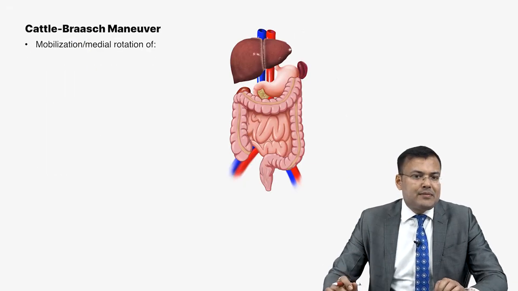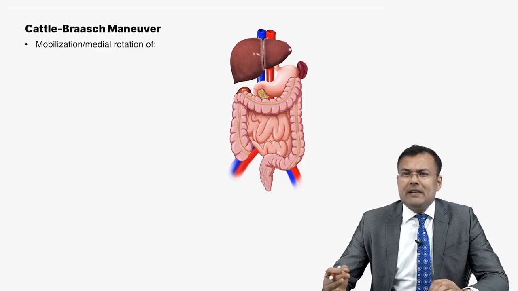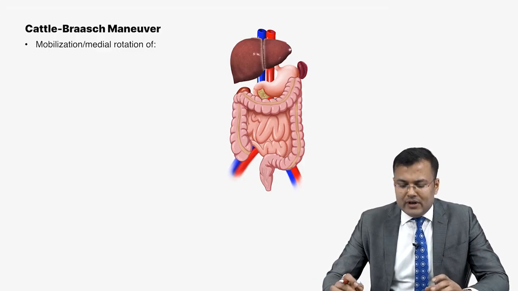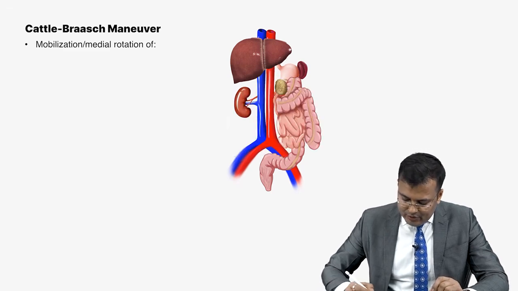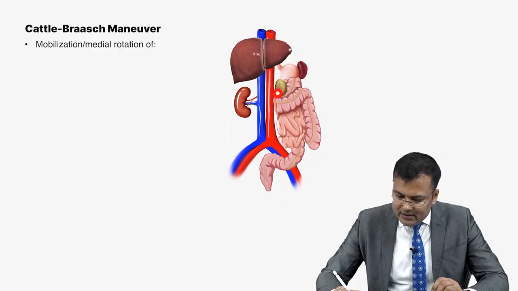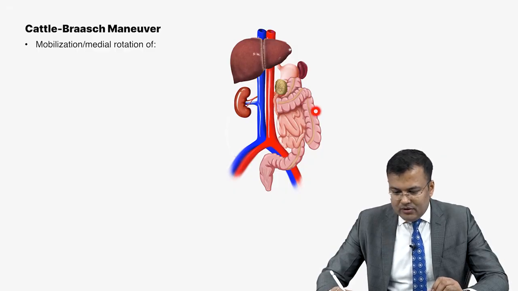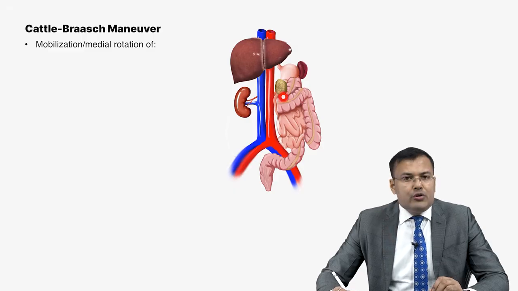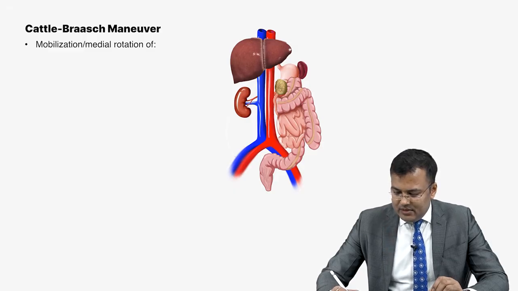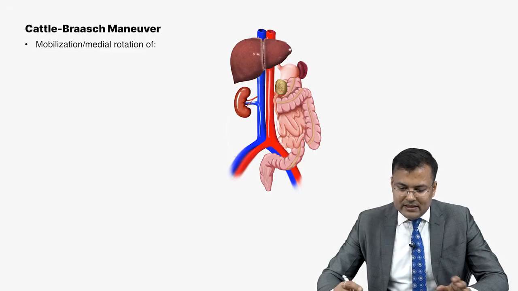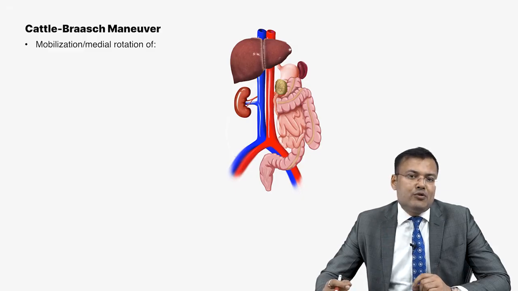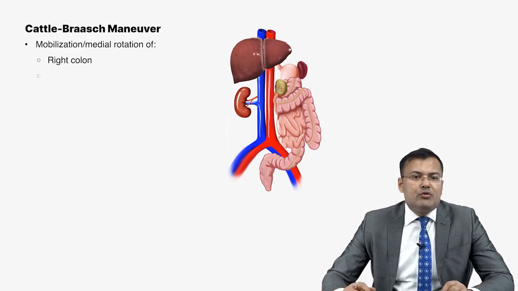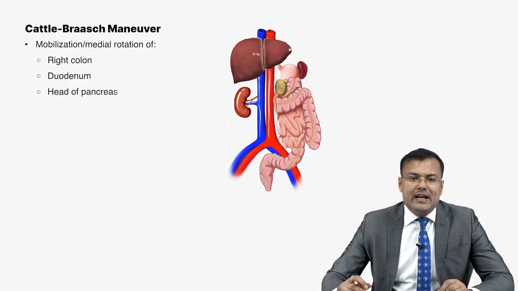Next is the Cattell-Braasch maneuver. We discussed that for extensive retroperitoneal exposure, we go for the Cattell-Braasch maneuver. In this case, you can notice that we are going to mobilize the duodenum, right colon and head of pancreas. This is mobilized and rotated medially for extensive retroperitoneal exposure. So there is medial rotation of the right colon, duodenum and head of pancreas.